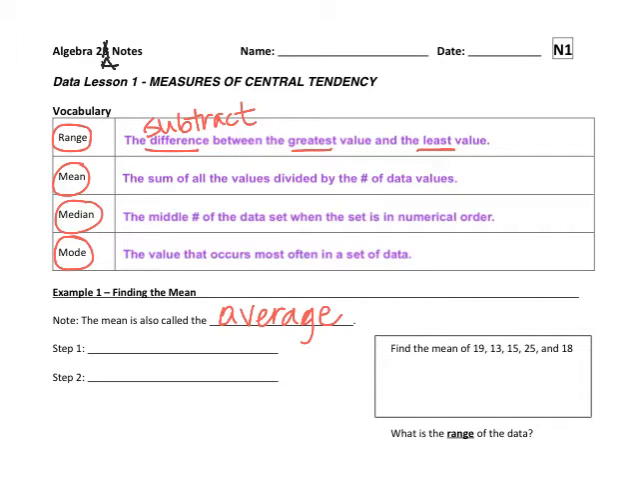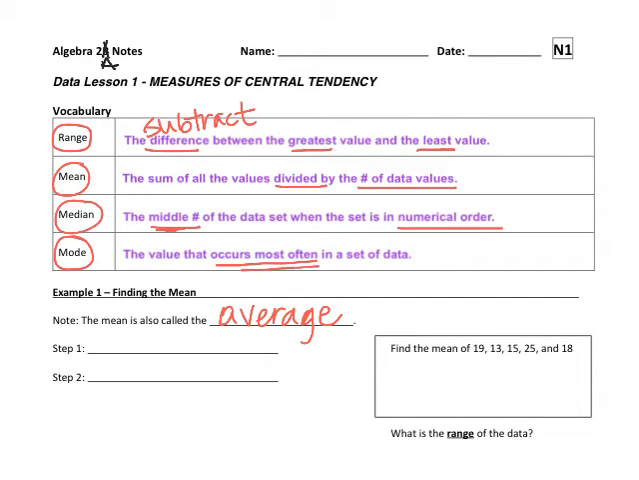So basically you're going to add up all the numbers and divide by the number of data values. We're going to practice that in just a moment. The median of a data set is the middle number. So if you put all the numbers in a data set in order numerically from least to greatest, it's the very middle number that we mean when we're talking about the median. The mode of a data set is the one that occurs most often.